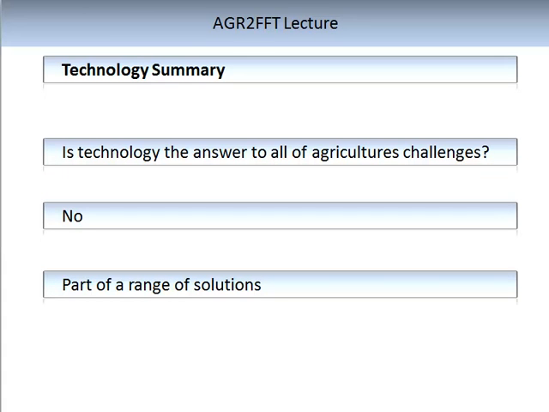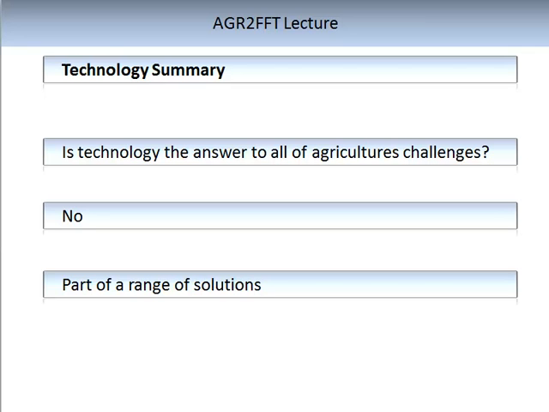It is a fair question at this stage of the topic to think, is technology the answer to all agricultural challenges? Certainly across this lecture and the other lectures that we have covered, we have seen many excellent examples of technology and how they are resolving some of the complex problems that agriculture has to deal with. But I'd have to conclude that the simple answer is no. Technology is not the answer to all agricultural challenges.